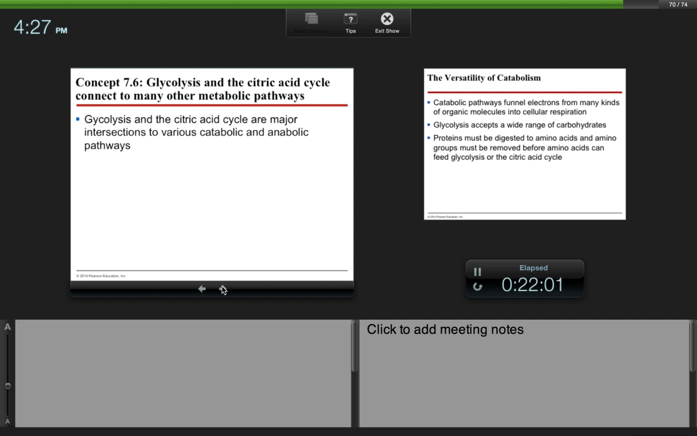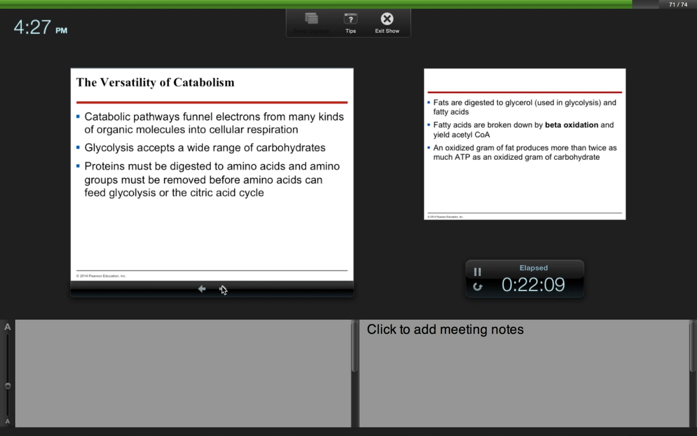Glycolysis and the citric acid cycle are major intersections to various catabolic and anabolic pathways. Catabolic, those that break down. Anabolic, those that build. Catabolic pathways funnel electrons from many kinds of organic molecules into cellular respiration. So when we're talking cellular respiration, we're not just talking about the breakdown of glucose. Other organic molecules are also broken down by cellular respiration.